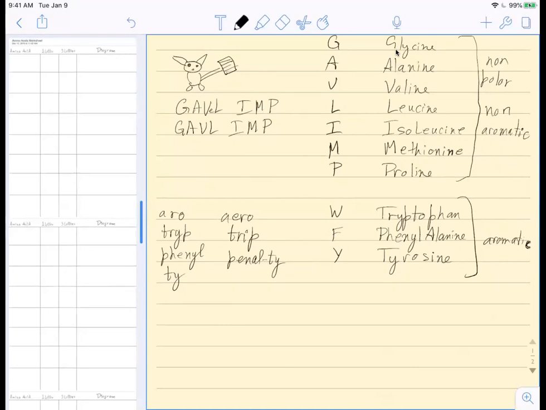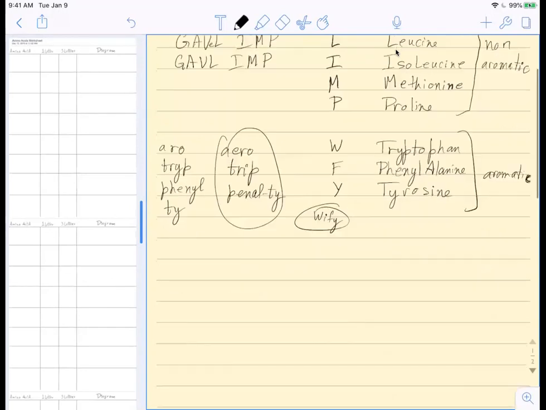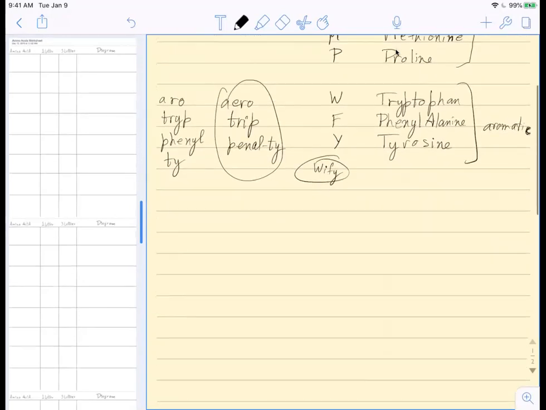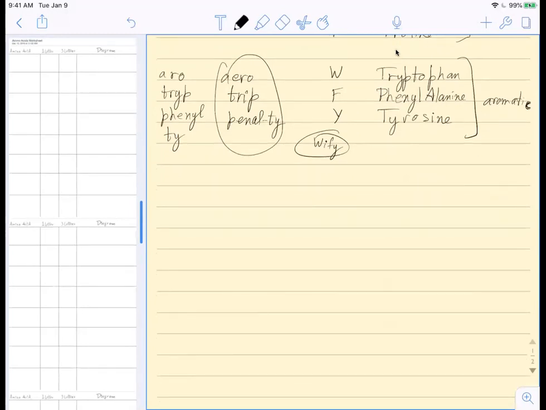So one mnemonic, Wi-Fi, is for remembering this, right? And the other mnemonic, aerotrip penalty, is for remembering the names. Next, you have something tricky, which actually, there are a lot of mnemonics out there. Some may be better than mine, so feel free to look around for videos online.